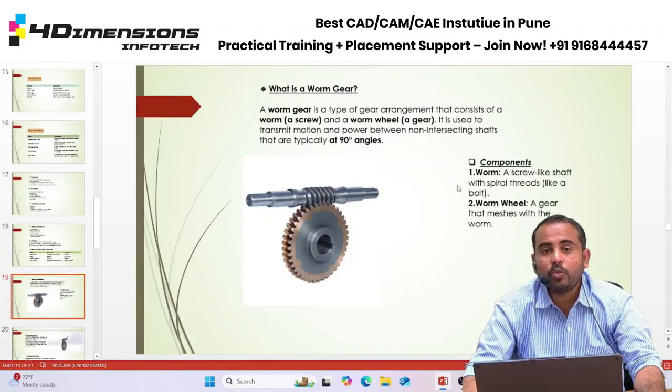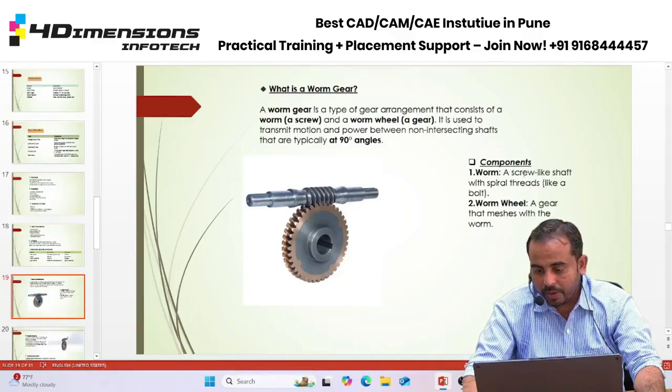Components: there are two main components here. The worm, the first one at the above side, is a screw-like shaft with spiral threads like a bolt. On the other hand, the second part is the worm wheel, a gear that meshes with the worm, that is, meshing with the shaft above, and which has teeth.